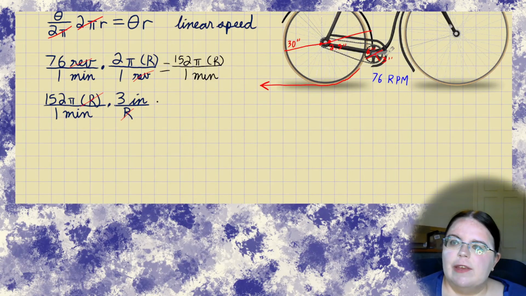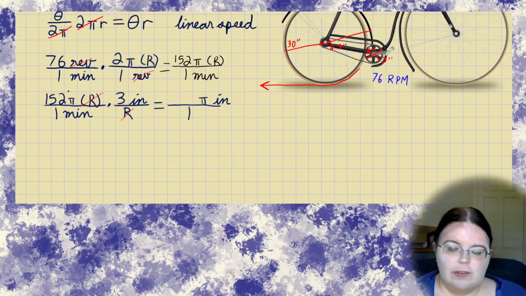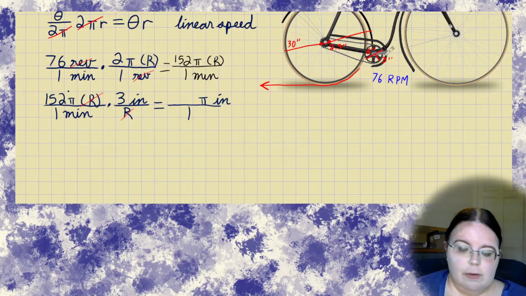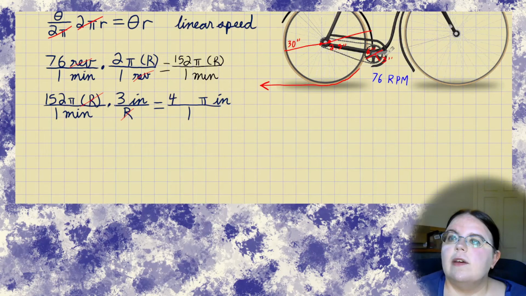So now what we have here is an excellent calculator problem, because in 1 minute, we're traveling some multiple of pi inches, and that multiple is going to be 3 times 152. That's not a mental math problem. So I'm grabbing a calculator. So I see that that is 456 pi inches per 1 minute.